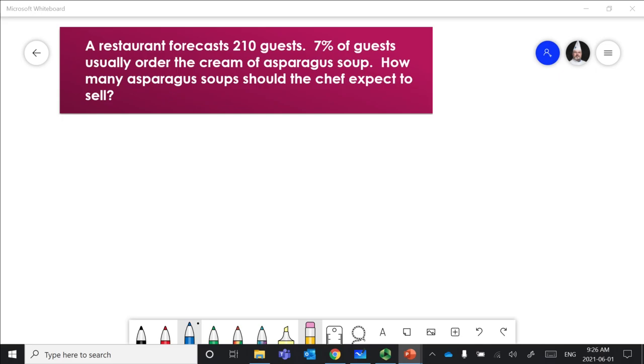So, pretty simple, just like the example I gave before, the 10% having steak. We've got 7% of the guests having this asparagus soup, and we have 210 guests, so we have 210 times 0.07, which gives us 14.7 guests. So we're expecting, out of the 210 people to come in, that roughly 15 guests are going to have asparagus soup, right? So now we need to go in and adjust our recipe so we know how much ingredients we need to make enough asparagus soup for those 15 guests.